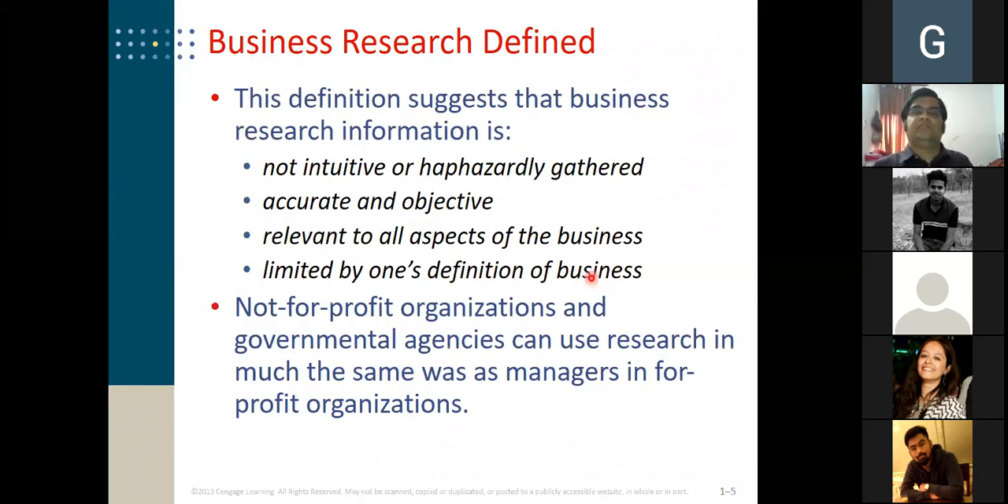Yeah. So just quickly let us summarize. The definition suggests that business research is not haphazardly gathered. It is a very scientific process. Number two, it should be accurate and objective. Number three, relevant to all aspects of the business. And number four, limited by one's definition of business, what business we are in, right?